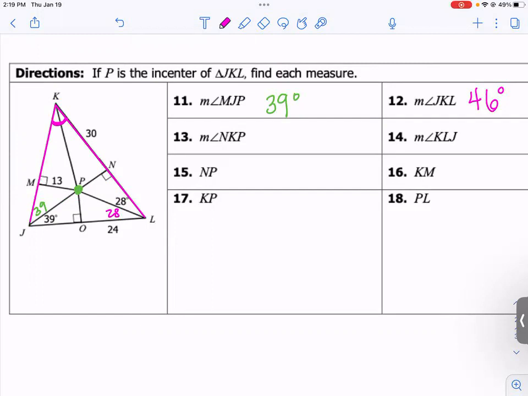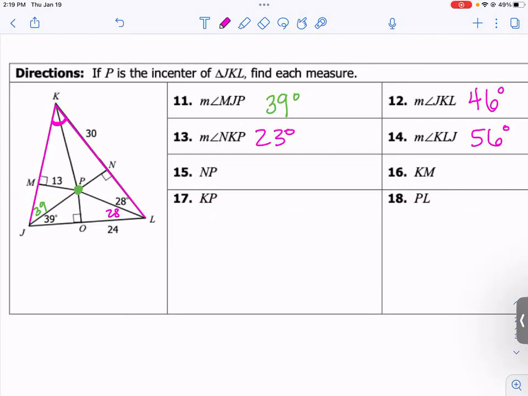Then NKP. NKP would be what? 23, because we know it's gonna be half of that. KLJ. Everybody, what is KLJ? 56. Hey, it's okay. Let's just, Ben's having a rough day. It's fine. Riley.